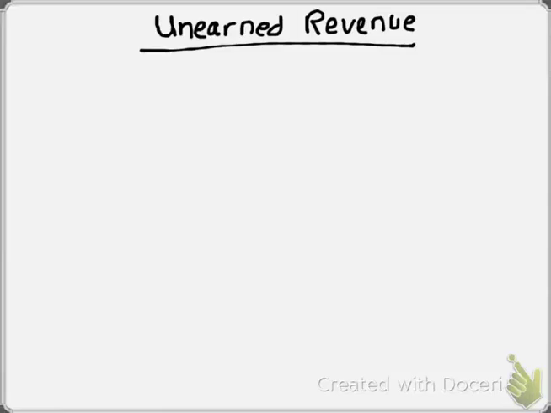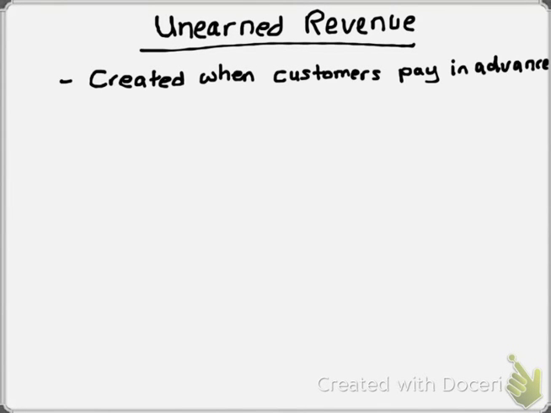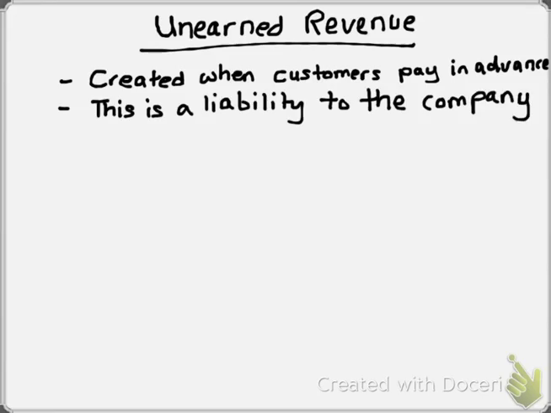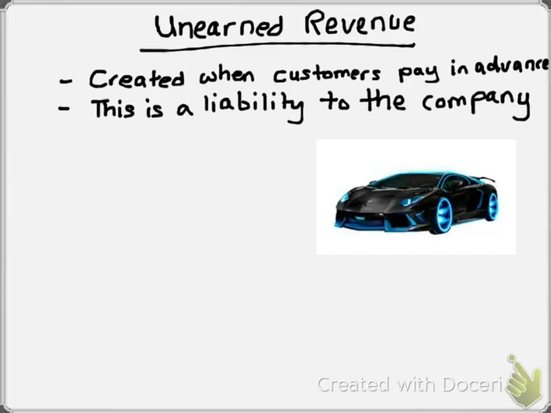Well, then let's take a look at how we get unearned revenue. Unearned revenue occurs when a customer pays in advance. When a customer pays the company in advance, unearned revenue is created. This is a liability for the company. It is a debt that is owed to the customers. The company is now responsible for providing the service that the customer has paid in advance.